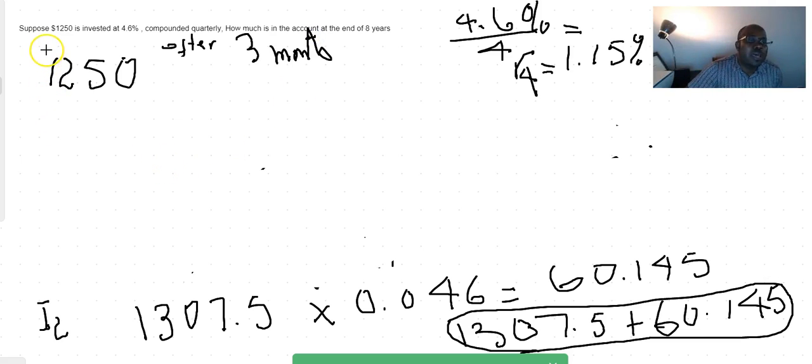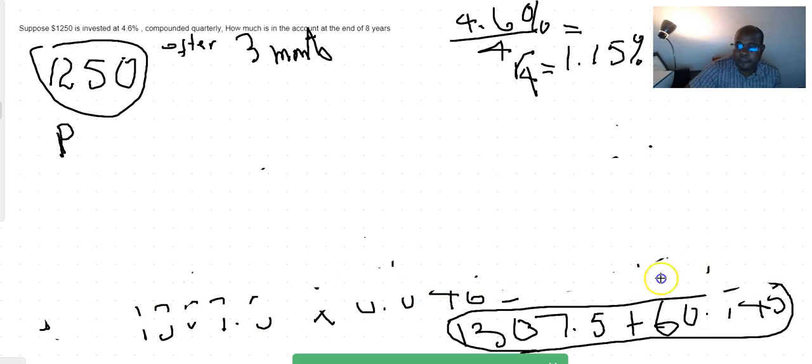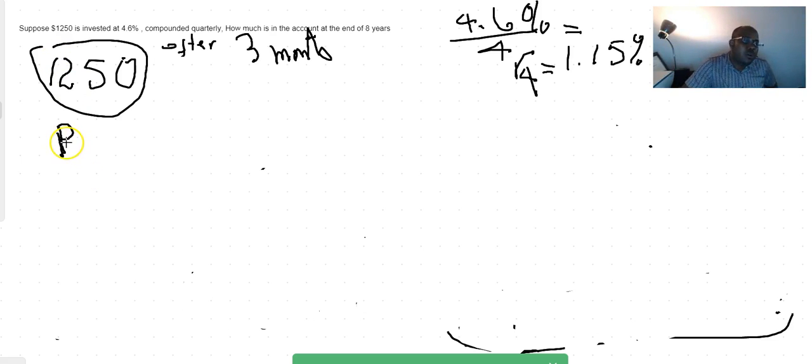I'm gonna use a symbol. Let me call my initial capital P. Let me erase this part, I don't need it anymore. So there it is, I call my initial capital P. So when they say compounded quarterly or capitalized quarterly, that means the interest, I'm not gonna take it every year. It's gonna be every 3 months.